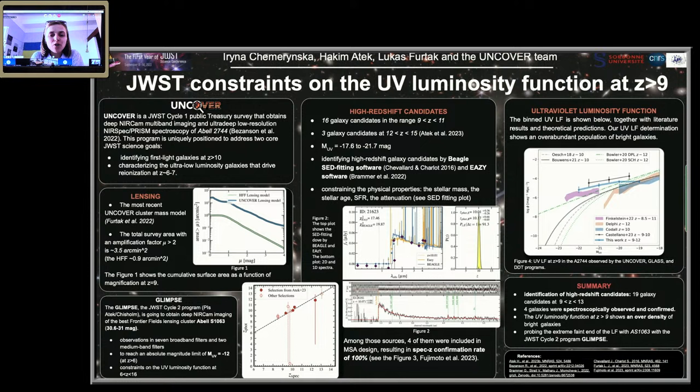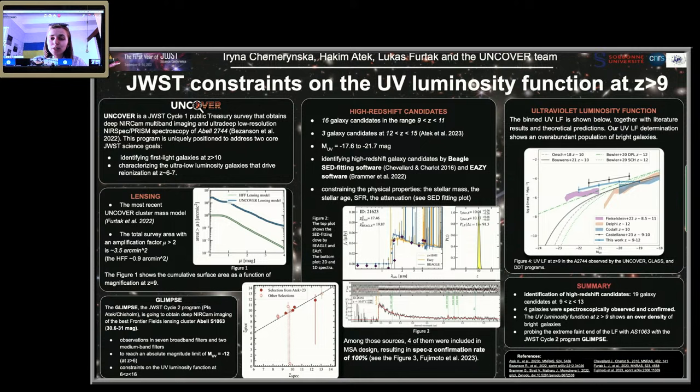Our work is based on the data from UNCOVER, and we want to talk more about the luminosity function. First of all, to compute the luminosity function, we need the number of galaxies and also the effective volume. To compute the effective volume, we used the new lensing model computed by Lukas Furtak. For the high redshift catalog, we used the sample from Atek et al. paper. It includes 19 galaxies in the redshift range from 9 to 13.